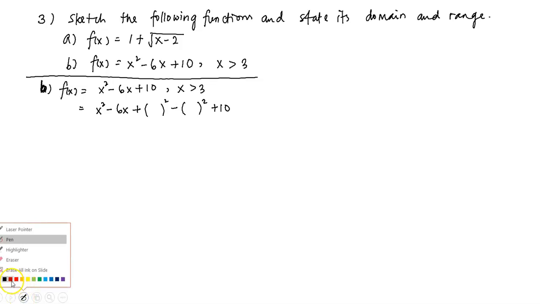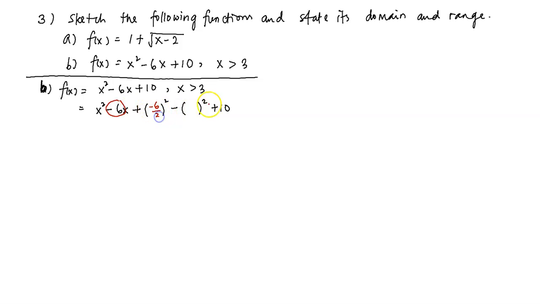You need to consider the coefficient of the x. Coefficient of the x here is negative 6. So we just put negative 6 over 2 inside the bracket, negative 6 over 2. So the first three terms, I'm going to write into this form, x minus 3.